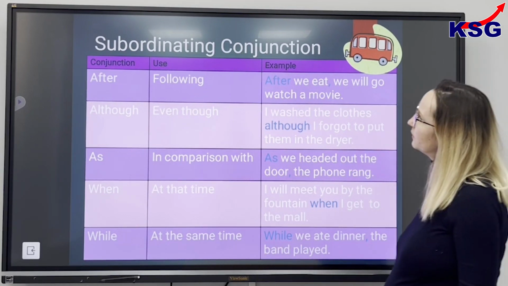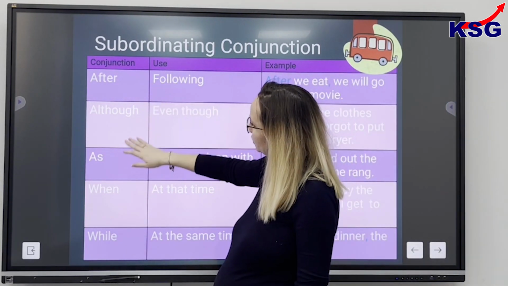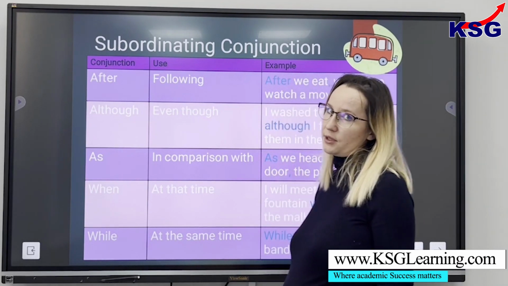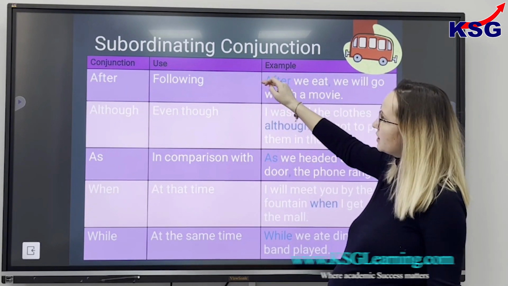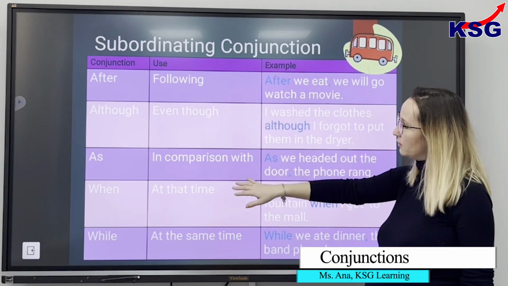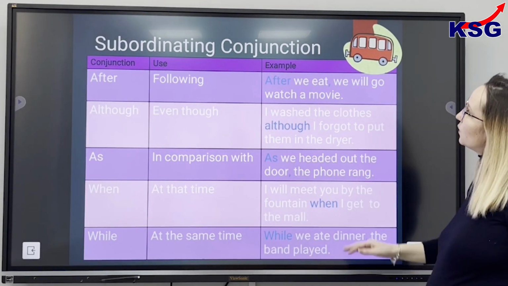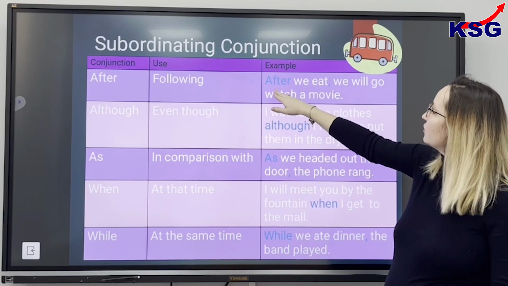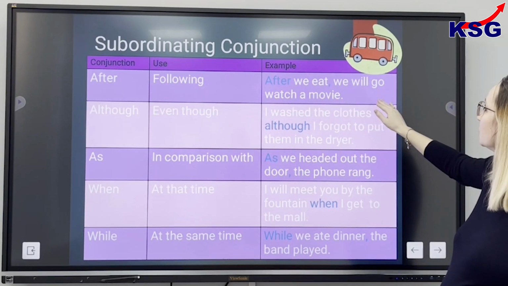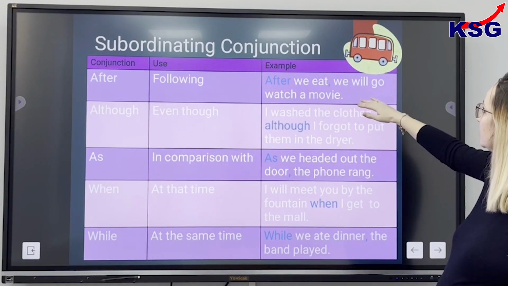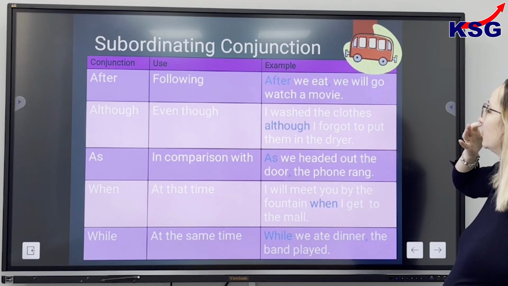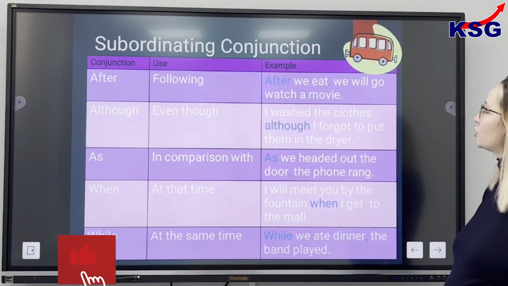And you have here after, although, as, when, while, that we just enumerated before. The uses are the following: even though, in comparison with, at that time, at the same time. And one example we're going to do is for after. After we eat, we will go to watch a movie.